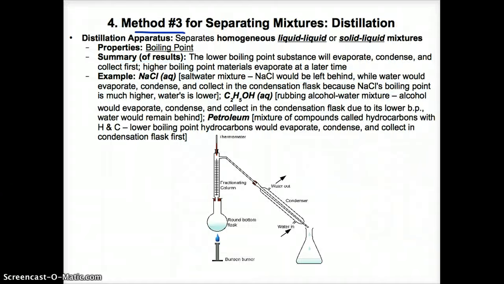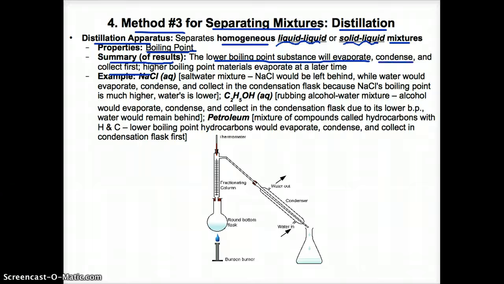Next, our next method for separating mixtures is distillation. Distillation separates homogeneous liquid-liquid and solid-liquid mixtures. So basically, if you have a homogeneous mixture of liquid-liquid or solid-liquid, then you can separate it using distillation. The property used is boiling point for distillation. The summary of the results is as follows. The lower boiling point substance will generally evaporate first because of its lower boiling point, condense, and collect.